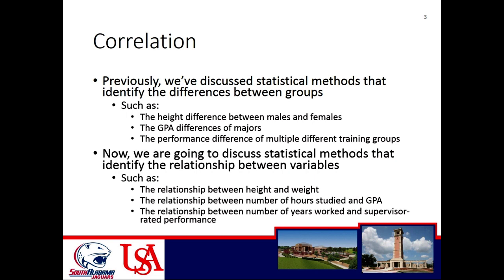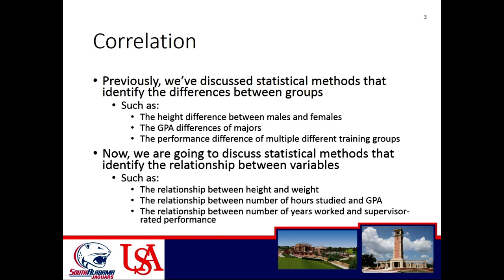Another example is the relationship between number of hours studied per week and GPA. Once again, we don't have any groups. Number of hours studied is a continuous variable. It could be anywhere from 0 to infinity, technically. And then we have GPA, which is also a continuous variable. That could be anywhere between 0 and, well, at South Alabama at least, 4.0.